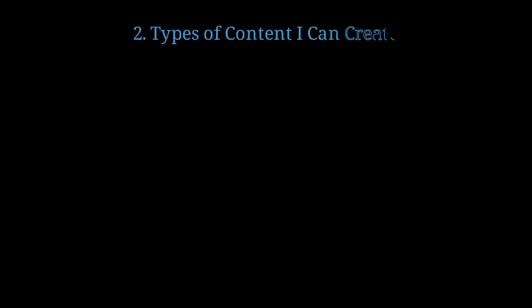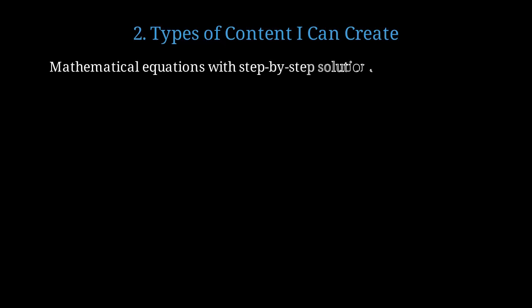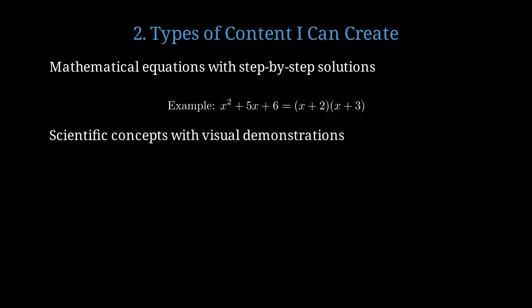I can create different types of visual content depending on your subject matter. For math, I can show equations with detailed, step-by-step solutions and working, like this example showing how to factor a quadratic equation. For science, I can demonstrate concepts with clear visual representations, such as this simple atomic model showing the structure of an atom. For history, I can create timelines and context diagrams to show relationships between events. For language studies, I can illustrate grammar rules, vocabulary, and sentence structures.